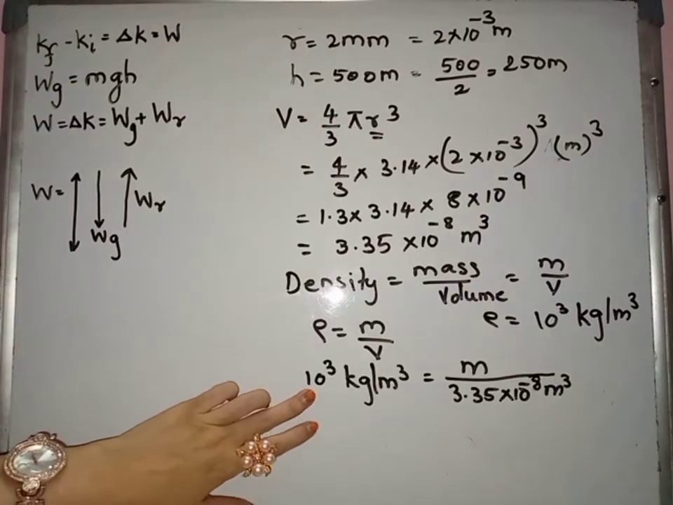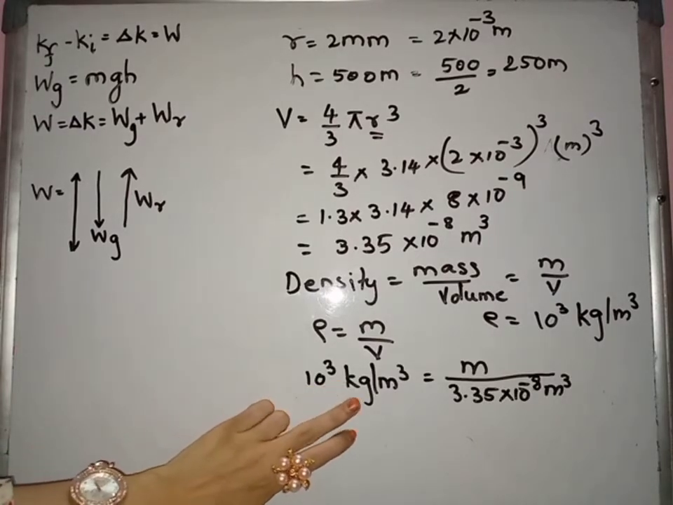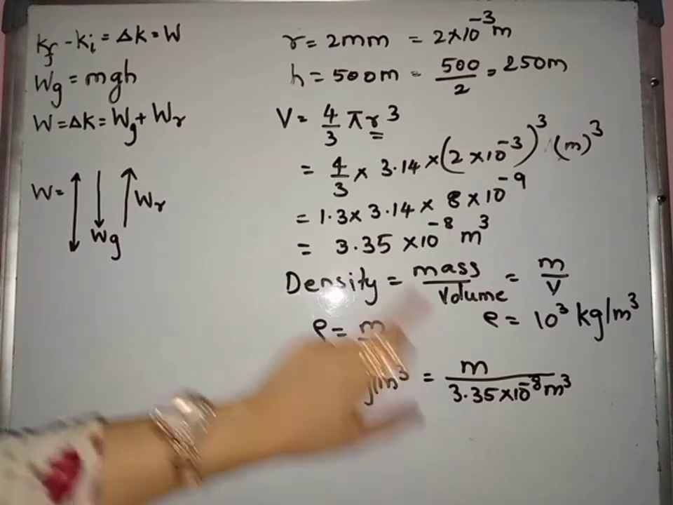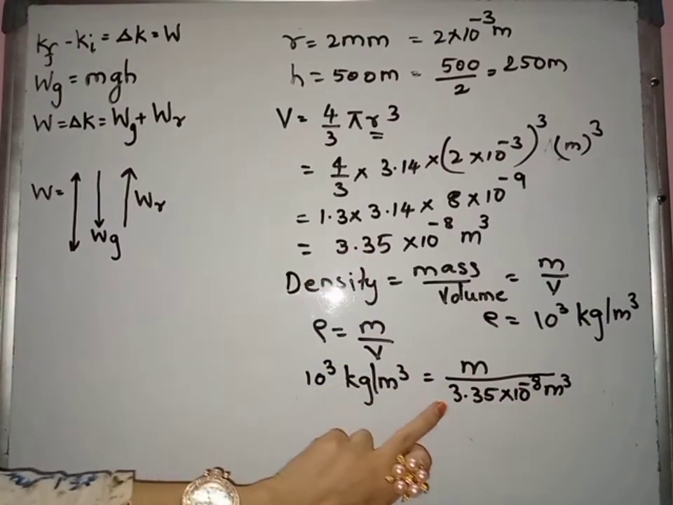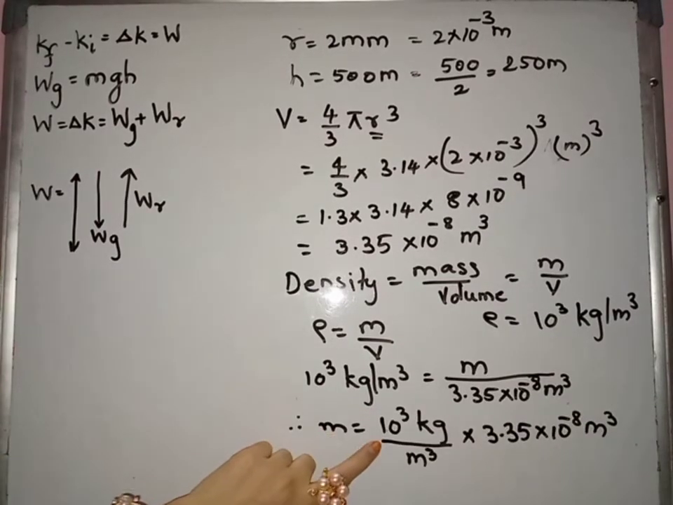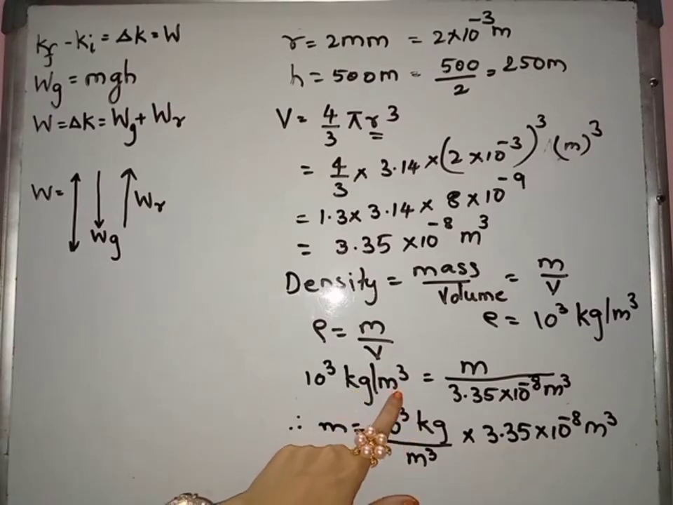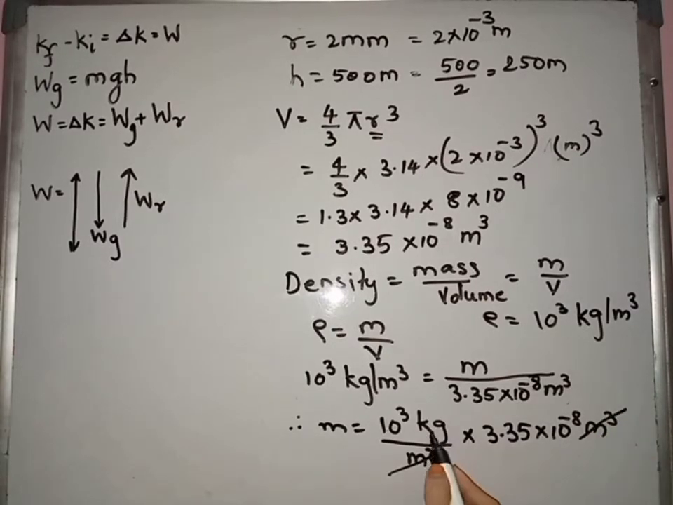We have substituted all the values: density 10 cube kg per meter cube and volume 3.35 into 10 to the power minus 8 meter cube. This is equal to density into volume. Now this is kg per meter cube, and this is meter cube. Meter cube will get cancelled. What answer you will get is in kgs.